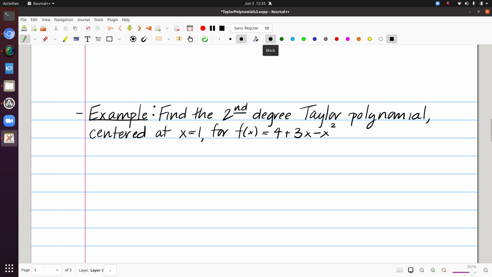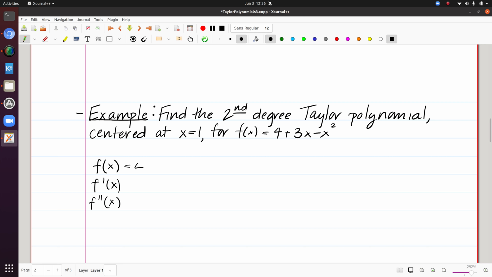So here, we want to find the second degree Taylor polynomial centered at x equals 1 for a particular function f of x. And this function is a lot simpler. It is a polynomial. So notice here that we're going to need to find 3 things. I should need f of 1, f prime of 1, and f double prime of 1.